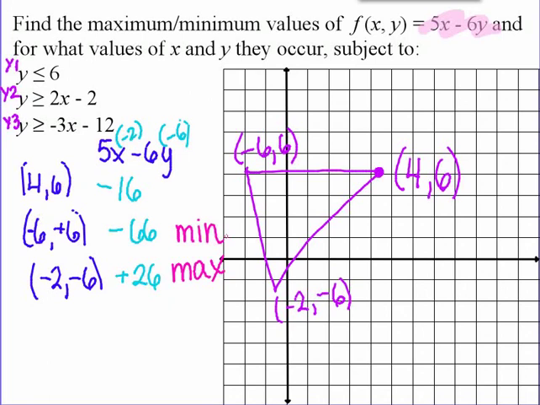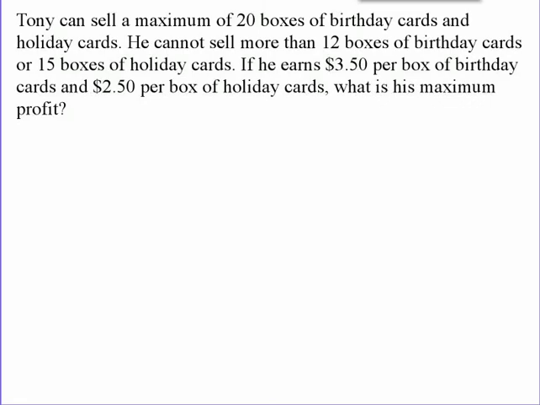Okay, so now what we need to do is look at the following. Tony can sell a maximum of 20 boxes of birthday cards and holiday cards. He cannot sell more than 12 boxes of birthday cards or 15 boxes of holiday cards. If he earns $3.50 per box of birthday cards and $2.50 per box of holiday cards, what is his maximum profit? So we're trying to maximize the profit function.